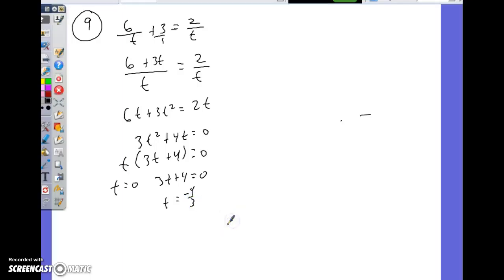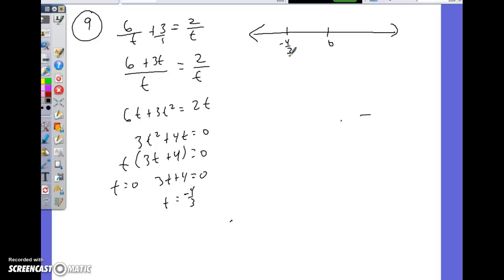Now, I have 2 points here, folks. So how am I going to figure out what I'm going to do with my inequalities? I'm going to draw myself a quick little number line here. Please do not write 0, 1, 2, 3, 4, 5, 6. No. We just need a 0. We need a negative 4/3, and we need to figure out what's in between those values to figure out where it's true.